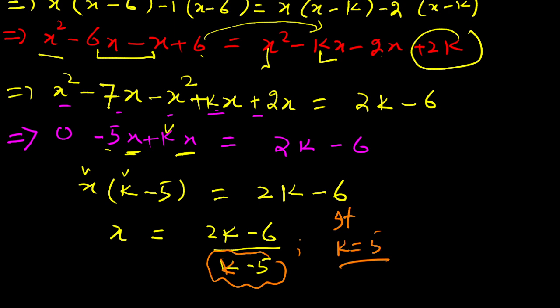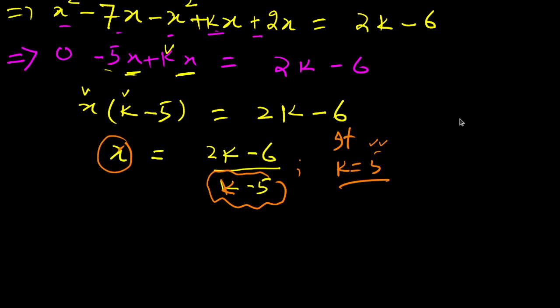All right, so k is not equal to 5, because if you take k equal to 5, you will get no x for the corresponding k equal to 5. So this is our first value of k, for which the given expression has no solution for x, because if you take k equal to 5, you will get nothing for x. All right, so k equal to 5 is our first value.